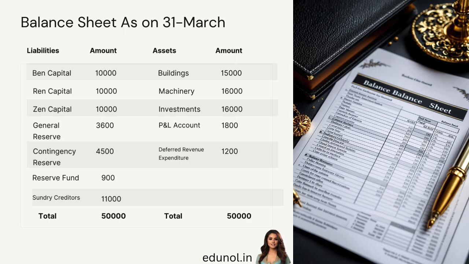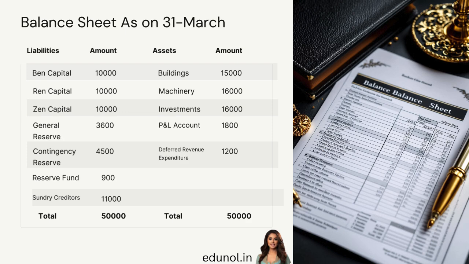General reserve 3,600 rupees, contingency reserve 4,500 rupees, reserve fund 900 rupees, sundry creditors 11,000 rupees. Total of liability side is 50,000 rupees. On the asset side we have buildings 15,000 rupees, machinery 16,000 rupees, investments 16,000 rupees, profit and loss account 1,800 rupees, deferred revenue expenditure 1,200 rupees.